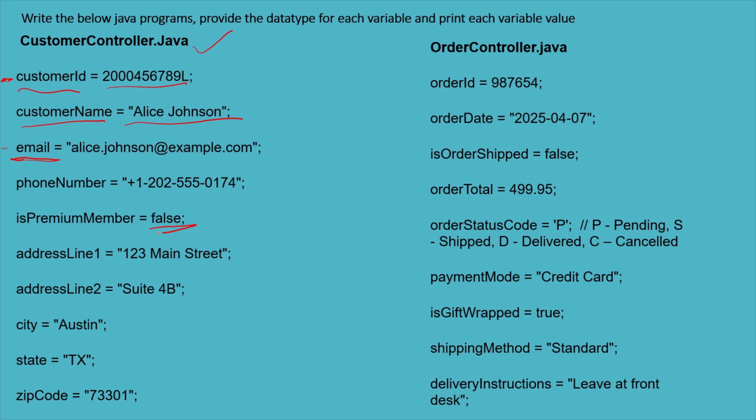And for this one, false, then we know, right, true or false, it's a boolean. So like this, write a program and write all these variables, fill in the corresponding data type and execute it. Similarly for OrderController.java, write this program, write the main method, within the main method write all these variables and fill in the data type that best suits. Then print these variables using System.out.println.